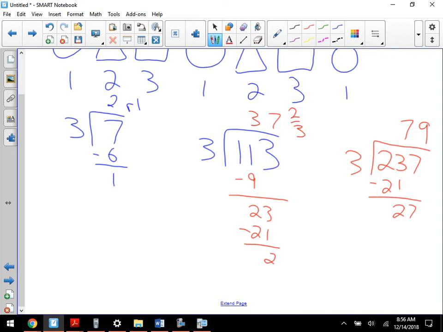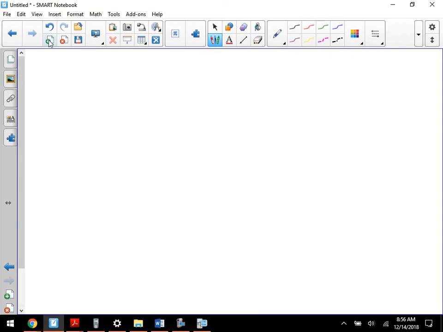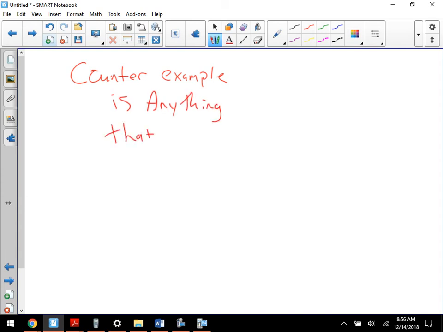Counterexamples. The sum of 2 numbers is always greater than the 2 numbers. Remember, a counterexample is anything that disproves something. The sum of 2 numbers is always greater than the 2 numbers. Give me a counterexample.